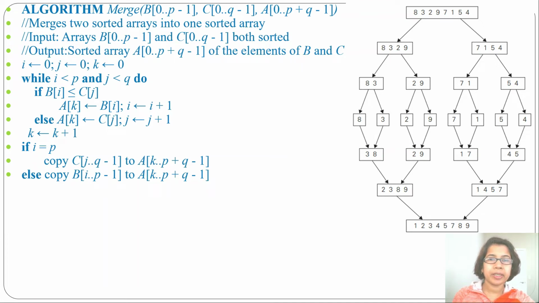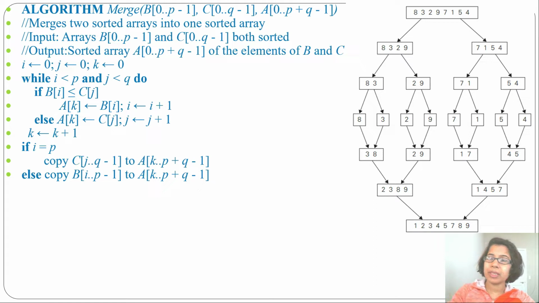Hi, in the previous lecture I discussed merge sort. It has two algorithms: one is the merge sort algorithm and the other is the merging algorithm. I also discussed one example for both algorithms. Let's analyze the algorithm. It has three steps. First is divide, next is conquer, next is combine.